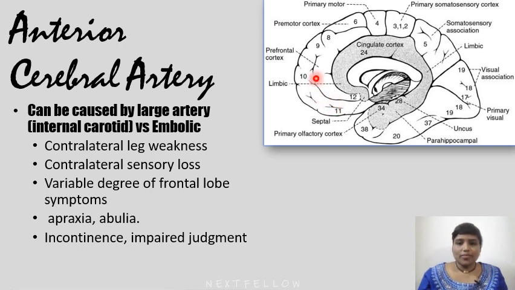When there is occlusion of the anterior cerebral artery, the prefrontal area will be affected, and symptoms that appear are apraxia, abulia and impaired judgment. Because the paracentral lobule is involved, there will be incontinence.